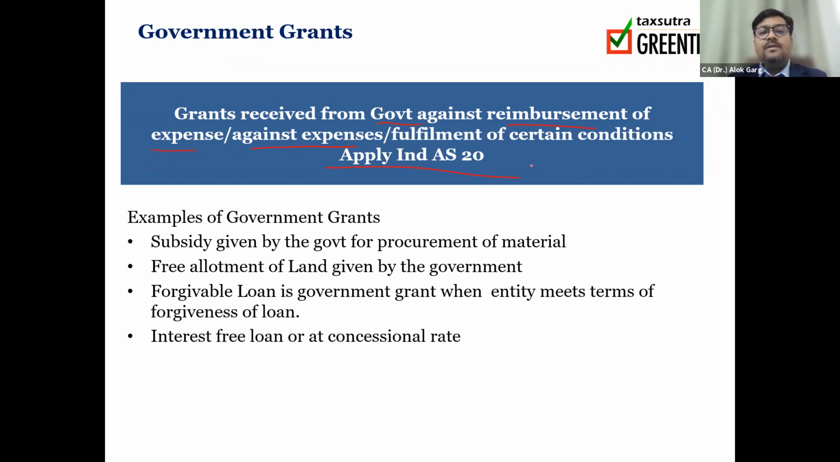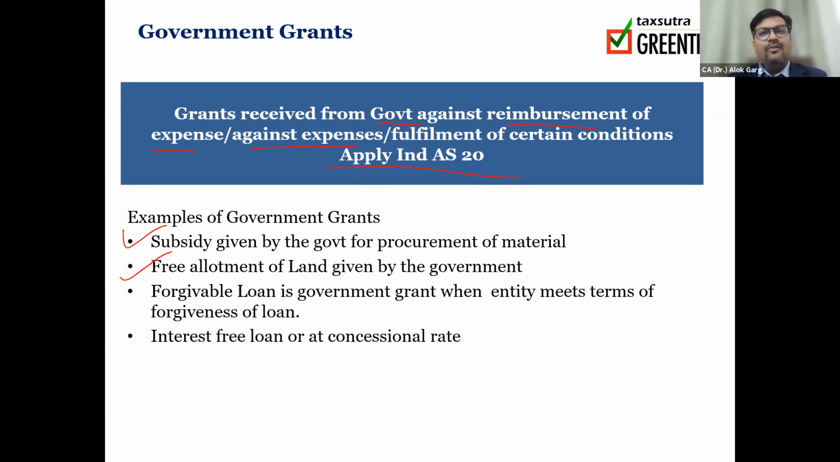What could be the examples? Subsidy given by the government for procurement of material. So government is saying you have to incur an expense of ₹100 on procurement of material, and we will reimburse 20%. Okay, or we will provide you this raw material at a subsidized rate. Free allotment of land given by the government. Forgivable loan is government grant when entity meets certain condition of forgiveness of loan. Forgivable loan means the government is providing a loan to the entity, and government is saying if you will meet some conditions, okay, in that case we will waive off this loan.